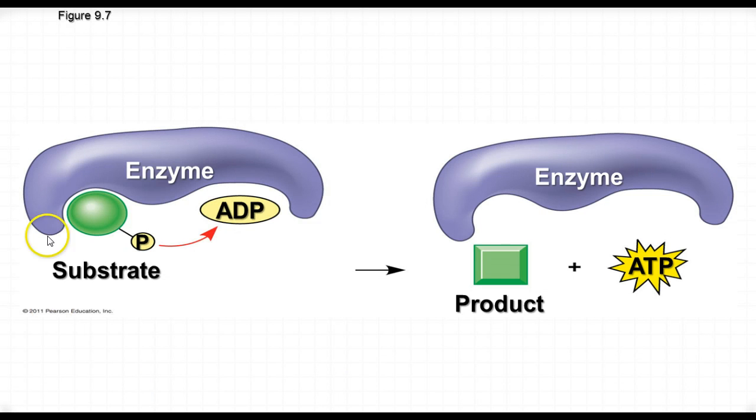Here we have what happens with a substrate level phosphorylation. We have a substrate here that has a phosphate on it, and there's an enzyme that catalyzes the reaction to remove the phosphate from the phosphorylated substrate and add it to ADP to make ATP, producing a product that is not phosphorylated plus our ATP.